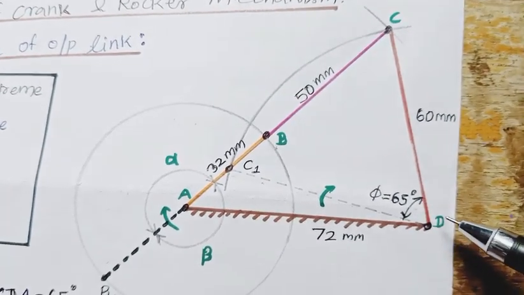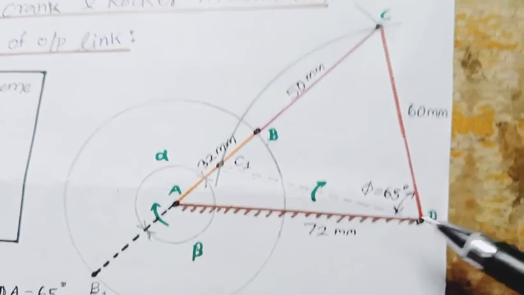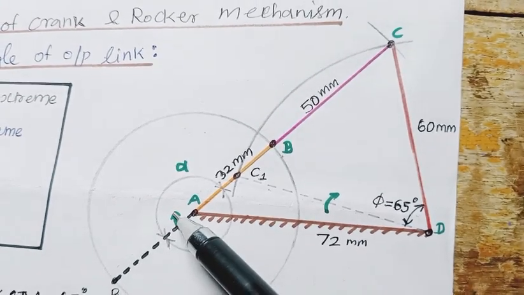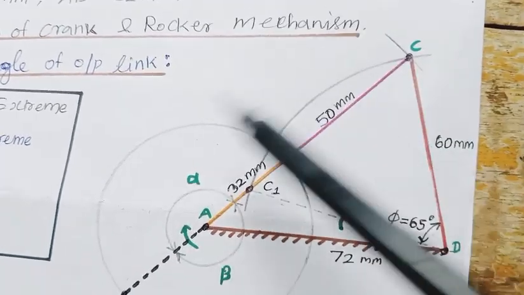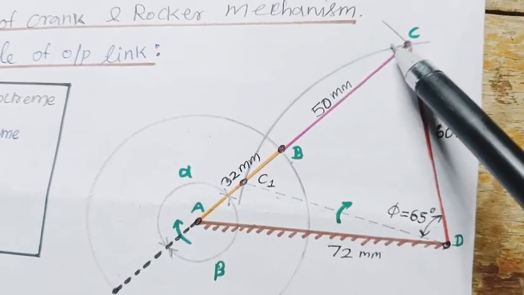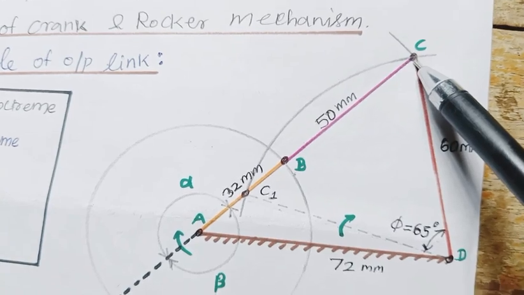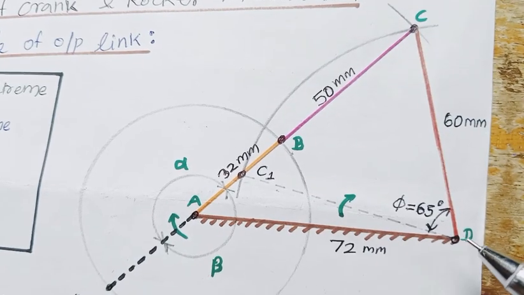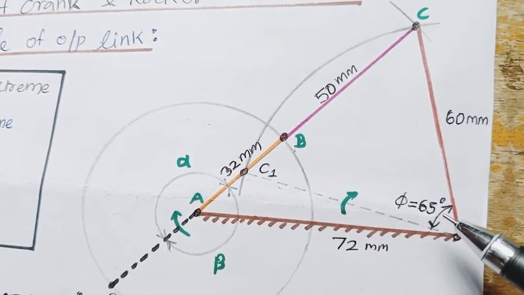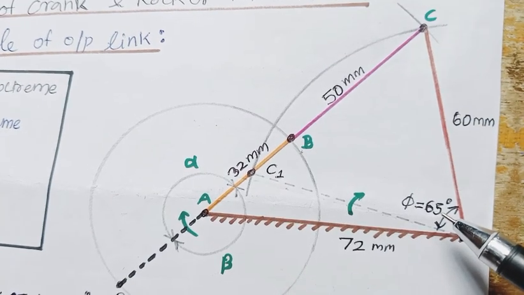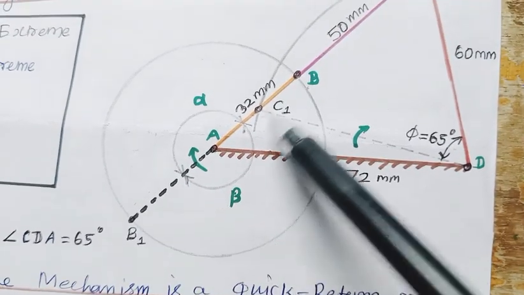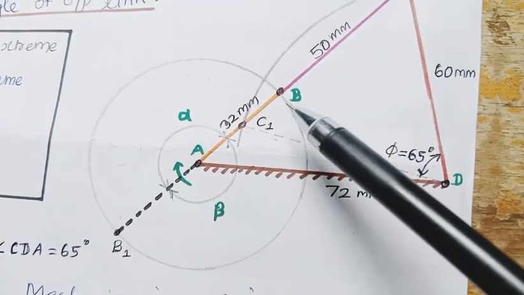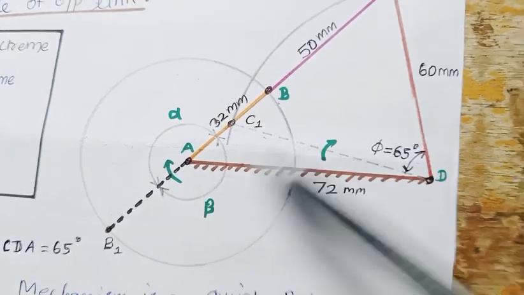So first of all, graphically draw 72 in horizontal, put an arc from D to C 60 mm. So here also A to C 82 mm, so totally A plus B you put on an arc. So both arcs intersect at C, then we have to draw this. So finally we got the angle like this, 65 degree. This is the output rocker angle we want. So in counterclockwise direction, alpha is the cutting stroke and beta is the return stroke. So C1, B1 is the 50 mm.